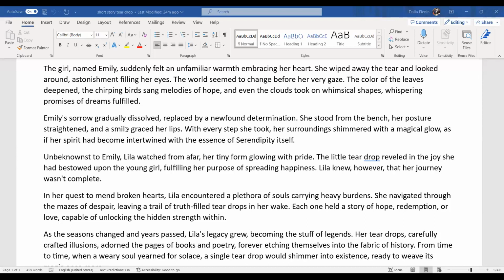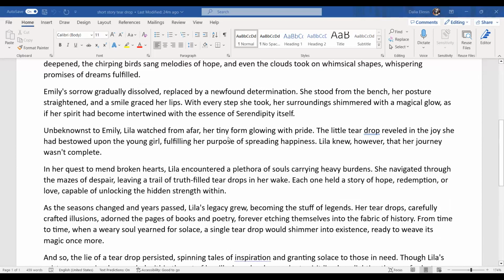Emily's sorrow gradually dissolved, replaced by a newfound determination. She stood from the bench, her posture straightened, and a smile graced her lips. With every step she took, her surroundings shimmered with a magical glow, as if her spirit had become intertwined with the essence of serendipity itself.